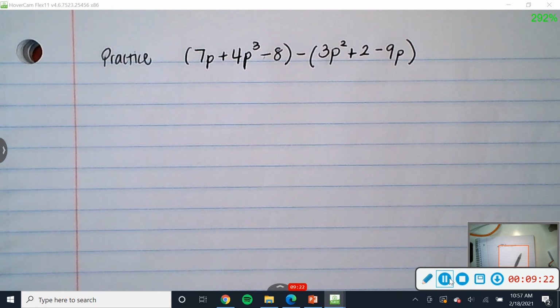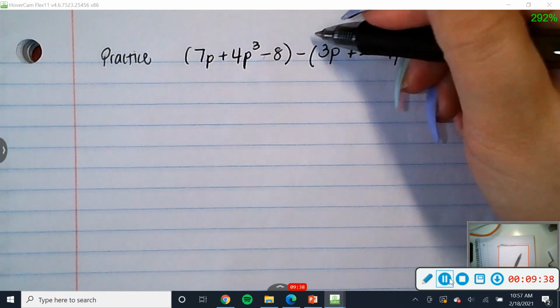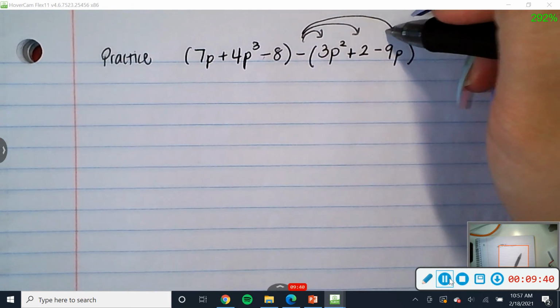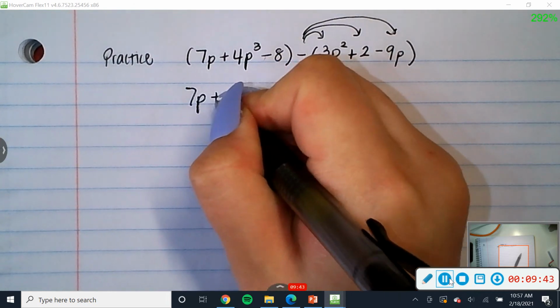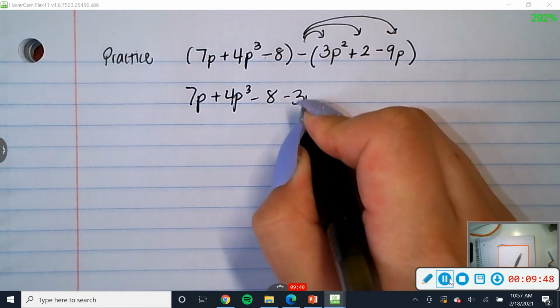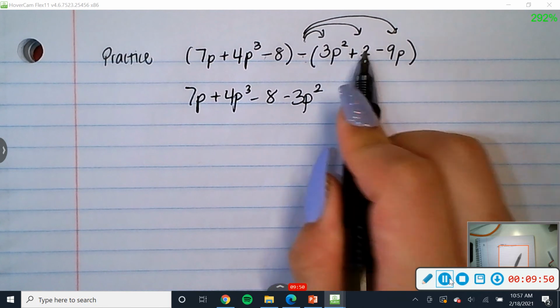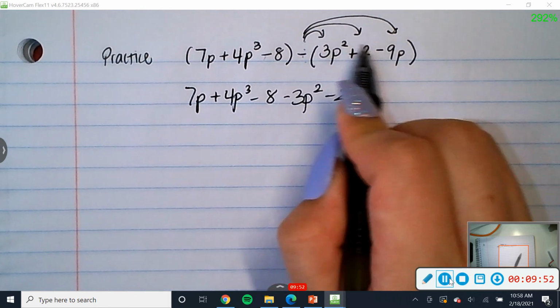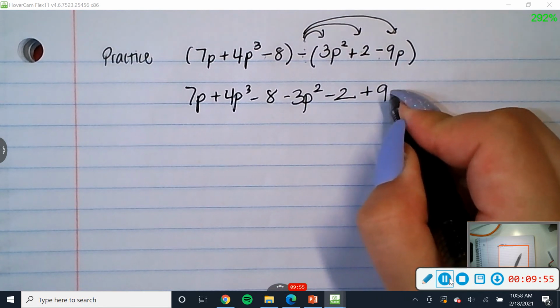Here is a practice problem for you to try now on your own. Make sure to pause the video, try to solve and combine like terms, and then come back and watch the answer. Okay, so I hope you paused and you tried this on your own first. Remember, distribute the negative. So I'm going to rewrite the problem. So this will be minus 3p squared minus 2 and then these two negative signs will now become a plus 9p.